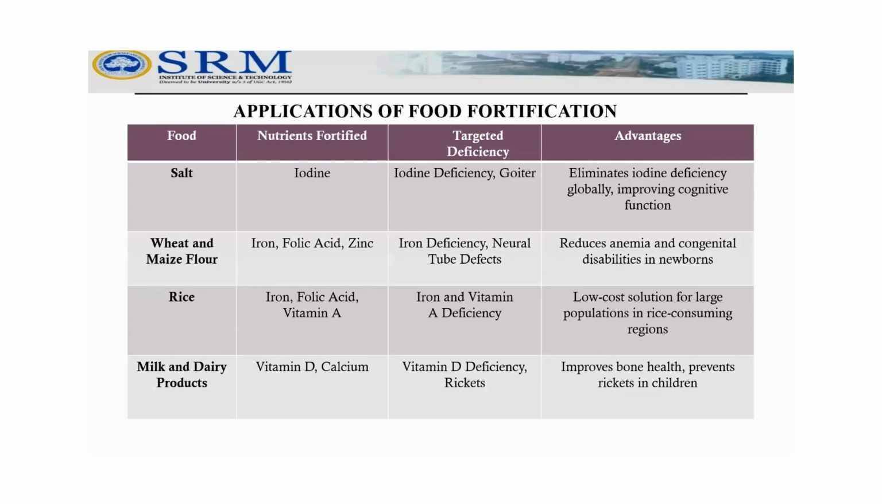This is again about the application of food fortification. Iodine could be fortified into salt; iron, folic acid, and zinc could be fortified into wheat as well as rice. Then milk and dairy products could be fortified with vitamin D and calcium. Also, oil could be fortified with both vitamin D and calcium.